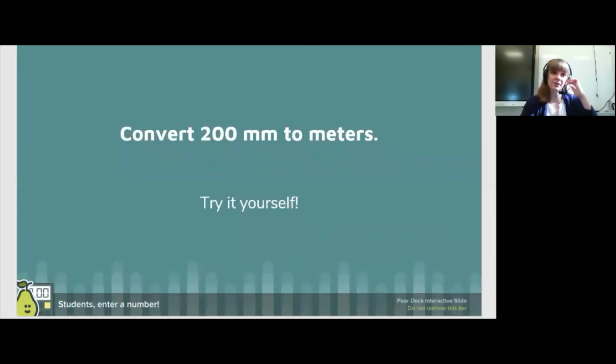Now, I want you to pause the video right here and try to convert 200 millimeters to meters yourself. Take some time, pause the video right now, and try it out.